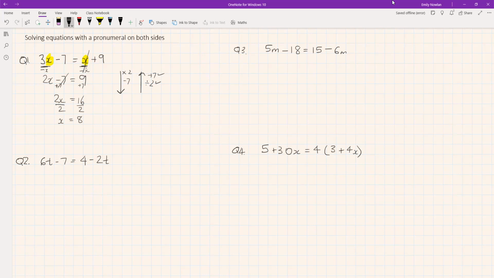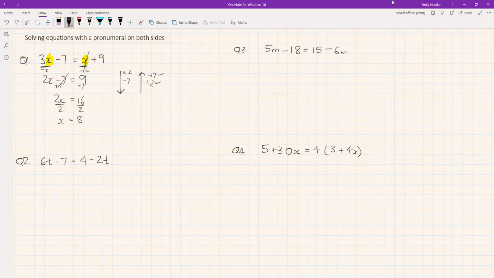Now we can always check our answer, remember. We need to check it by going back up here and putting in what our answer is. So 3 times 8 gives me 24, minus 7 is 17. Let's go on this side. Our answer is 8 plus 9 gives us 17. Since it's 17 on both sides, we know that we've got the right answer.